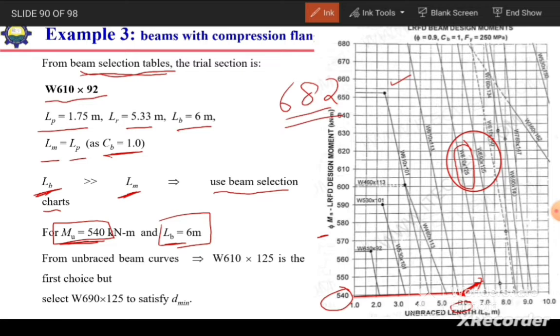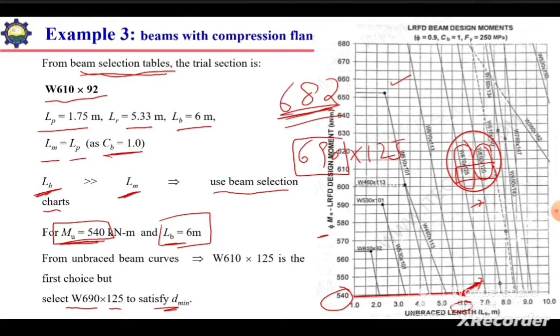So to satisfy the depth requirement, we can select some upper section. The next section, which is 690 into 125, will have a depth close to the required depth 682. So we can select this section 690 into 125. Both sections have the same weight, but their depths are different. So our final selection will be 690 into 125 to satisfy the D minimum criteria.